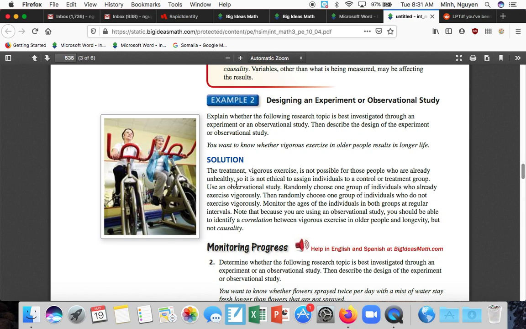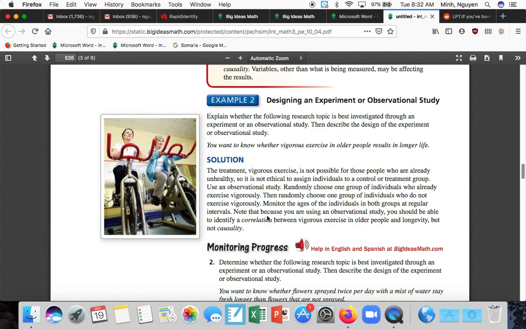So instead, what you're going to do is use an observational study. Randomly choose one group of individuals who already exercise vigorously. Then randomly choose one group of individuals who do not exercise vigorously. Monitor the ages at regular intervals. Note that because you're using an observational study, you should be able to identify a correlation between vigorous exercise in older people and longevity, but not causality.